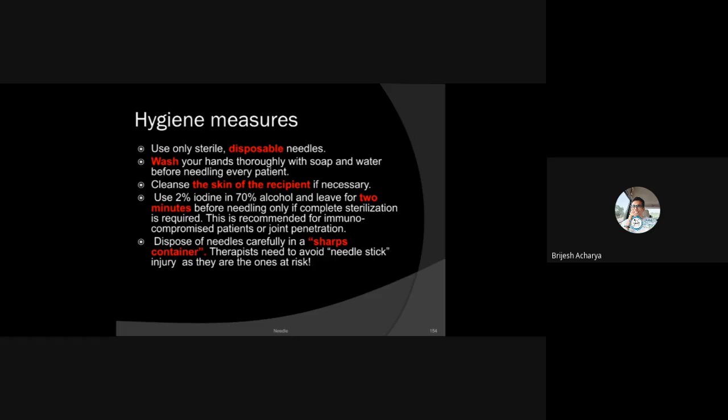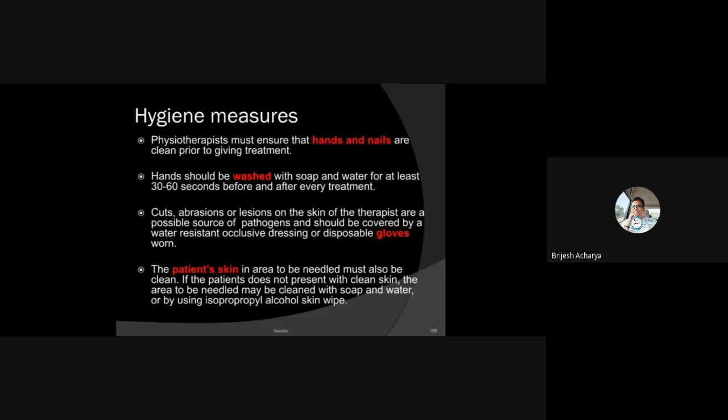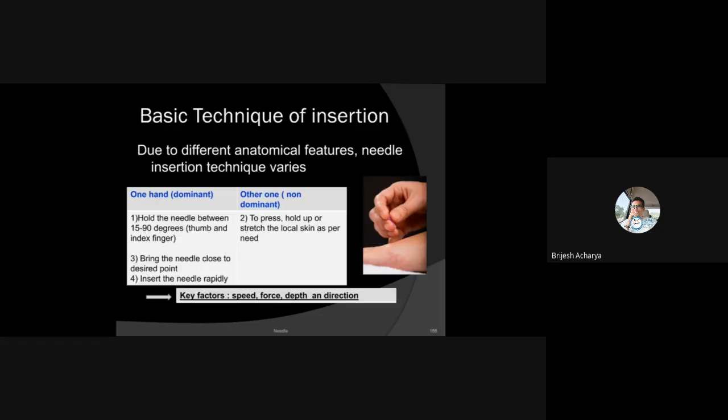So hygiene measures, I would like you to read. It is very much important. Basically, there are two techniques. One is direct insertion, and one is with the help of needle guide tube. Direct insertion you can do within degrees like 15 degree, 90 degree, 45 degree, and that we will learn practically. There is a speed, force, and depth of direction. We need to be careful about that, how you should actually perform it.